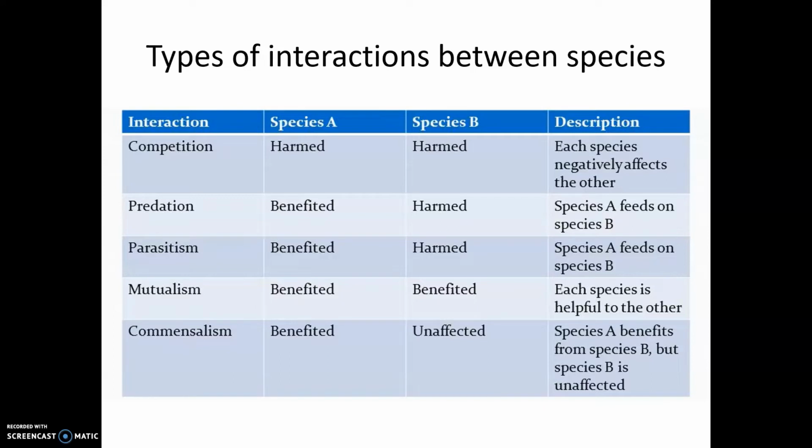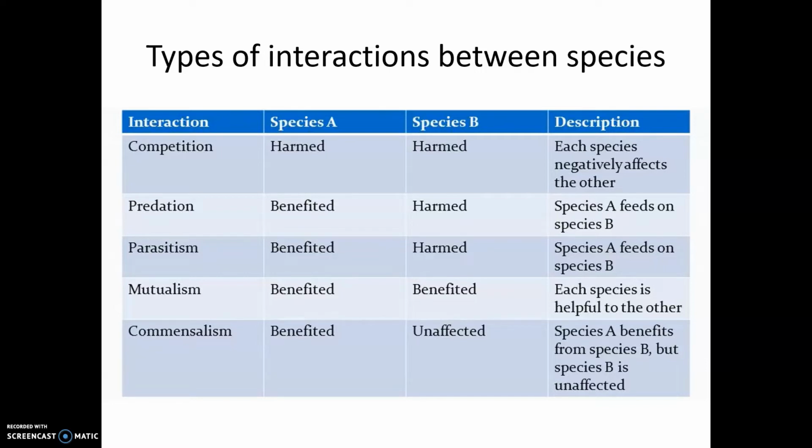So if it's competition, then both species involved are harmed. If it's predation, then one will benefit. That would, of course, be the one eating the other one. And the other species, the one being eaten, would of course be harmed by this. Parasitism, again, the parasite would benefit, but the infected host would be harmed. Mutualism means that they're both benefiting from this interaction. Commensalism is where one species benefits and the other one is unaffected.